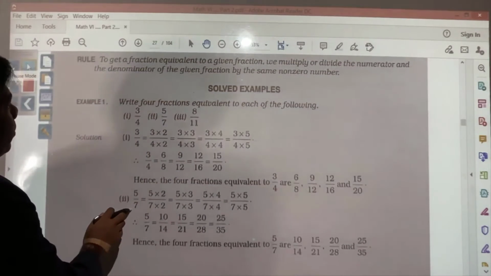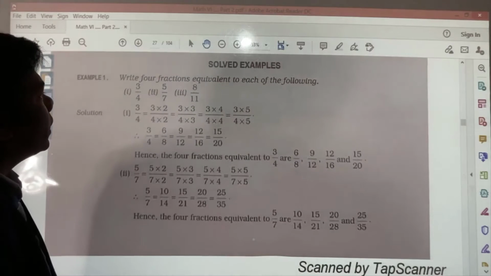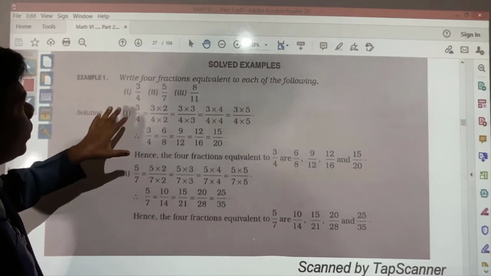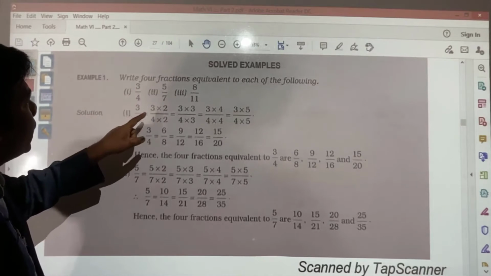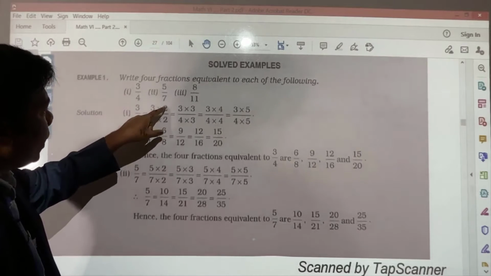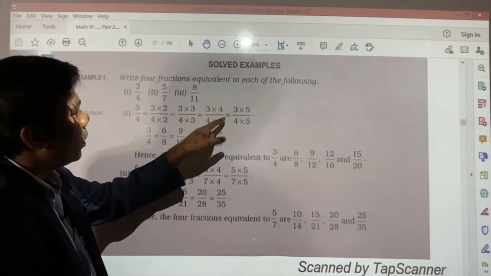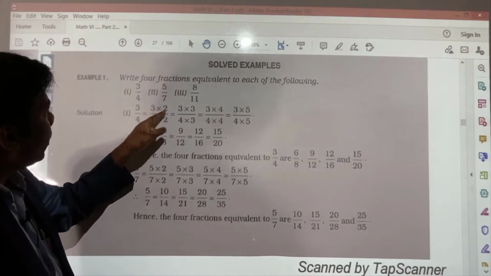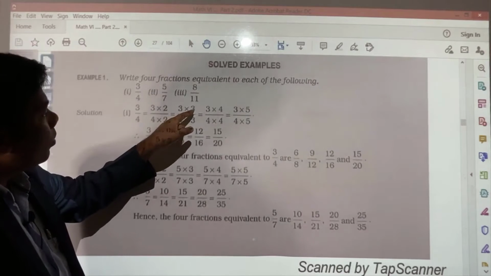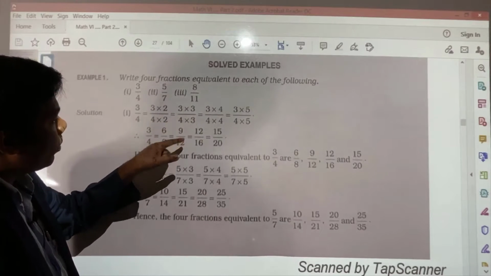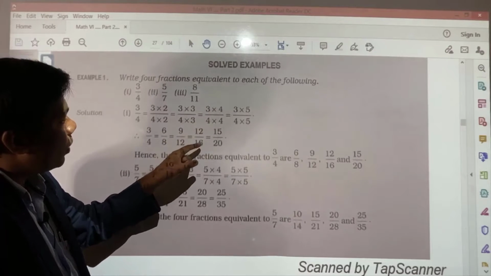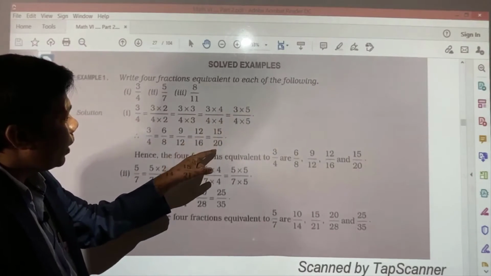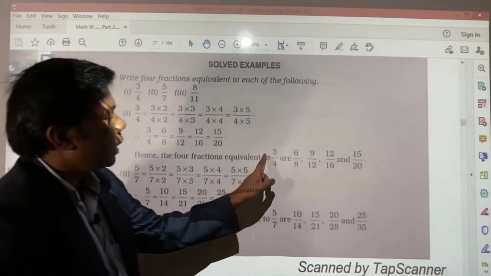Then we have solved examples. Write 4 fractions equivalent to each of the following. Suppose you have 3 by 4. You need to write down 4 fractions equivalent to this. Just multiply 3 by 4 by 2, then 3, 4 and 5. You have got 4 fractions. When you multiply by 2, you get 6 by 8. When you multiply by 3, you get 9 by 12. When you multiply by 4, you get 12 by 16. And when you multiply by 5, you get 15 by 20. Here the 4 fractions are these.